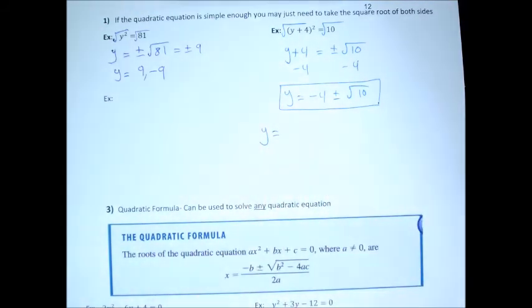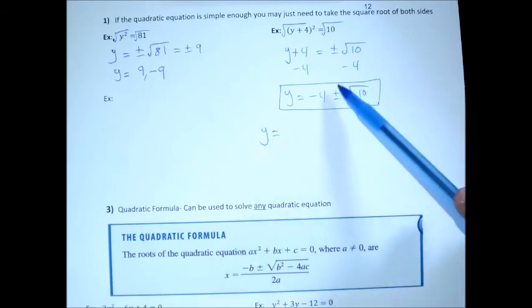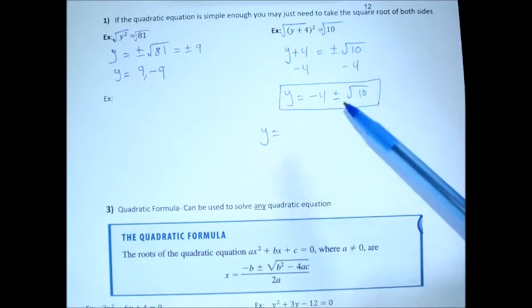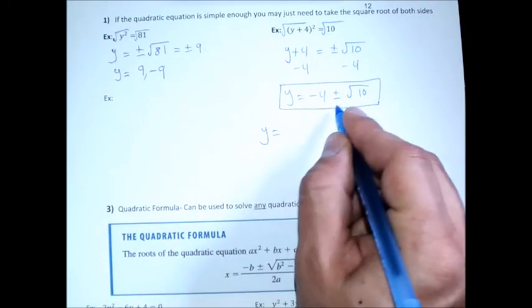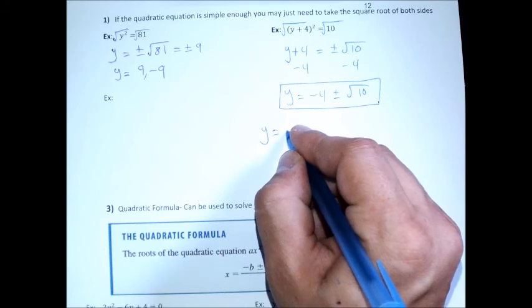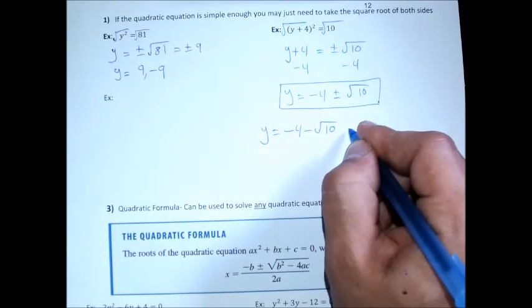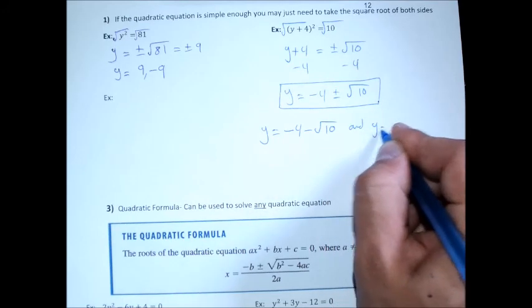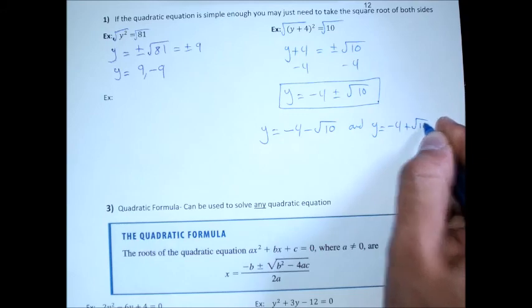Let me show you how to enter this in WebWork if you need to. On a homework, or on a test or a quiz, minus 4 plus or minus square root of 10 is a perfectly great answer. But in WebWork, sometimes it wants you to enter them separately. Just to be clear about that, this expression means that y equals minus 4 minus square root of 10, and y equals minus 4 plus square root of 10. So we get 2 answers there.